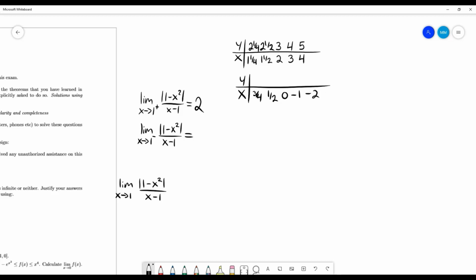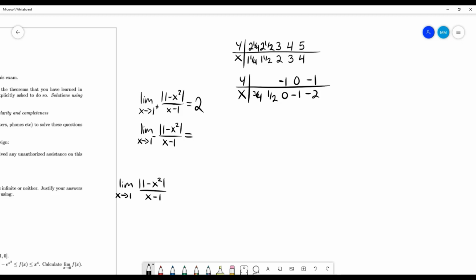Plug in that -2. Well, -2 squared is 4, so 1 minus 4 is -3, but in absolute value. And this time it's -2 minus 1, which is -3, so this is a -1. Plugging in that -1, I'm going to get 1 minus 1, which is 0, over -1 minus 1, which is -2, so that's just 0. It looks like that might be the center of this absolute value function. Plugging in that 0, I'm going to get a 1 up top, and 0 minus 1 is -1, so this is -1 again.